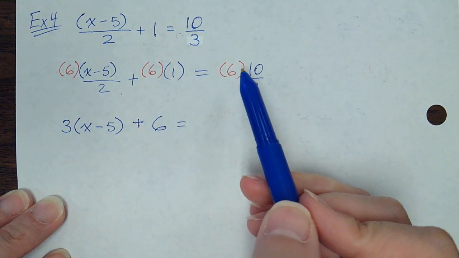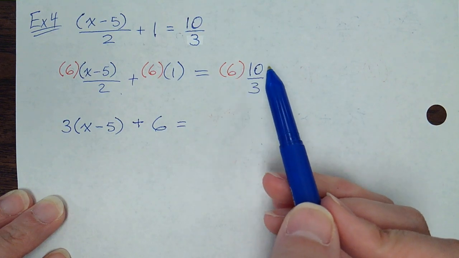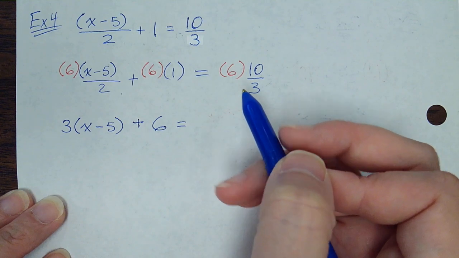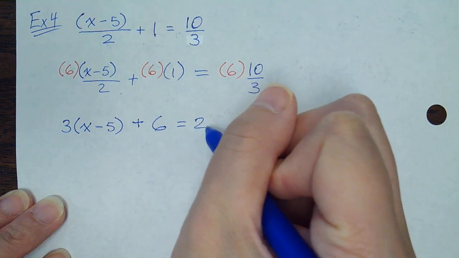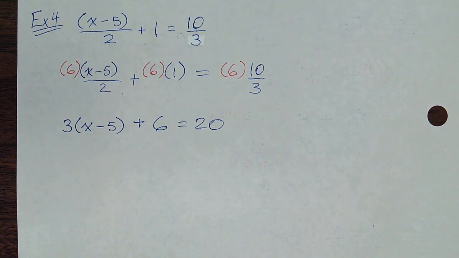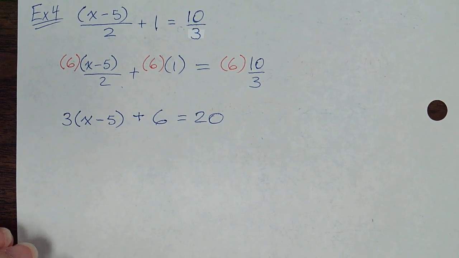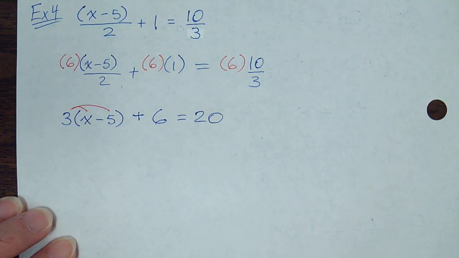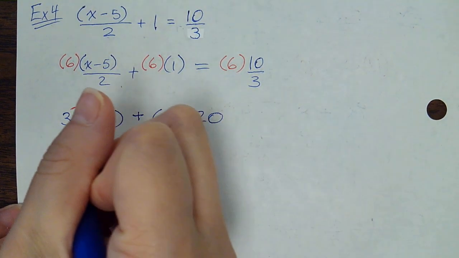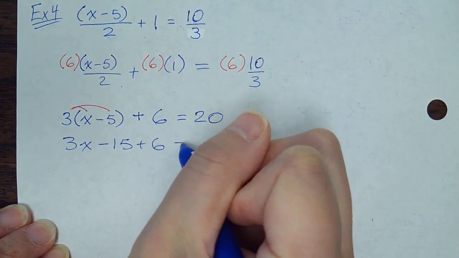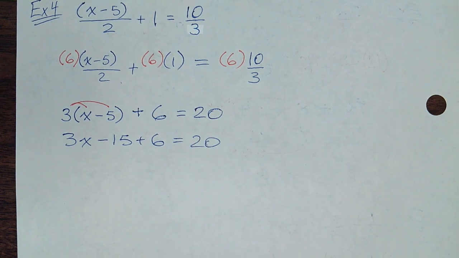And then what about here? 6 times 10 divided by 3. What does that simplify to? Yep, 20. And there you go. We got rid of the denominators. Right, so now we can do what Miriam said. Let's distribute. All right, so 3x minus 15 plus 6 equals 20.